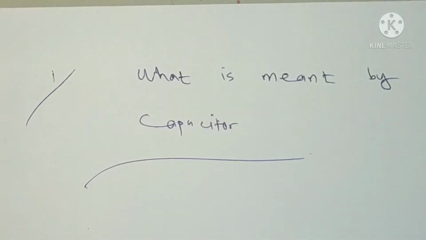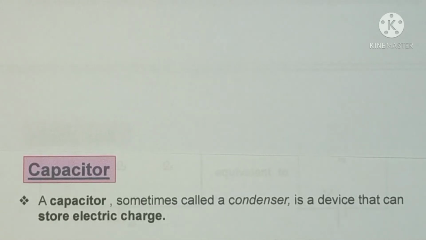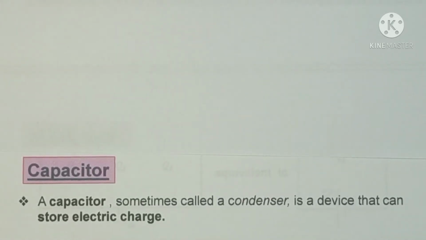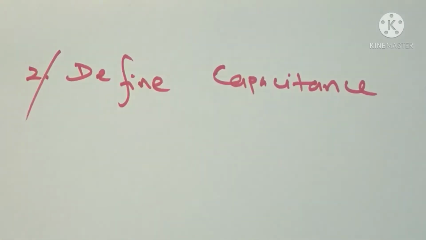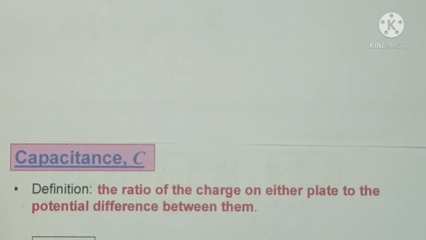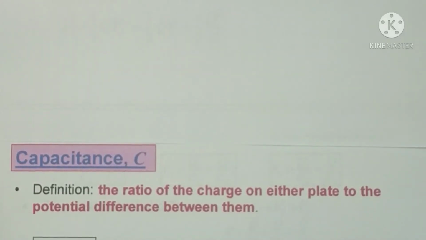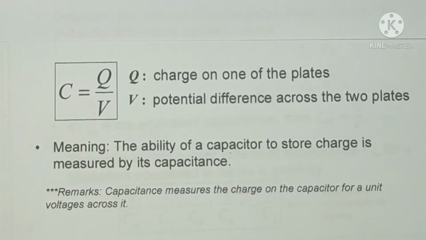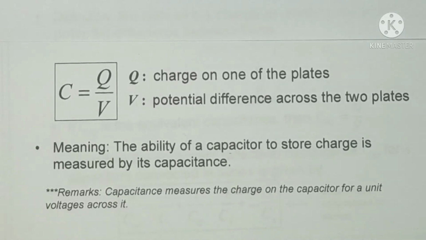What is meant by a capacitor? A capacitor, sometimes called a condenser, is a device that can store electric charge. Define capacitance. It is the ratio of the charge on either plate to the potential difference between them. Or we can define it by using the formula C equals Q over V.